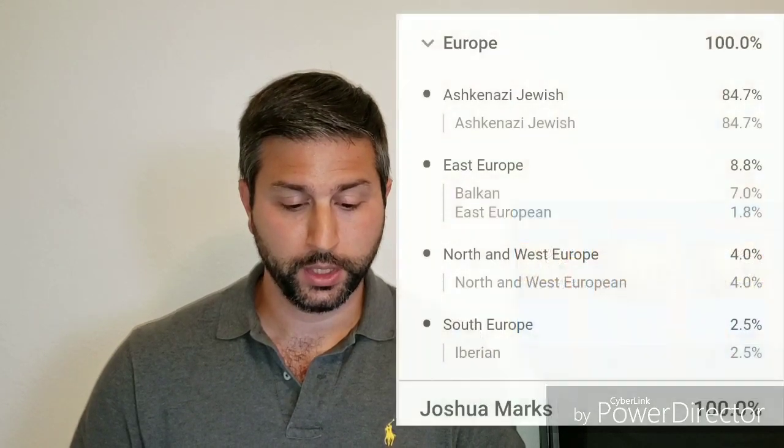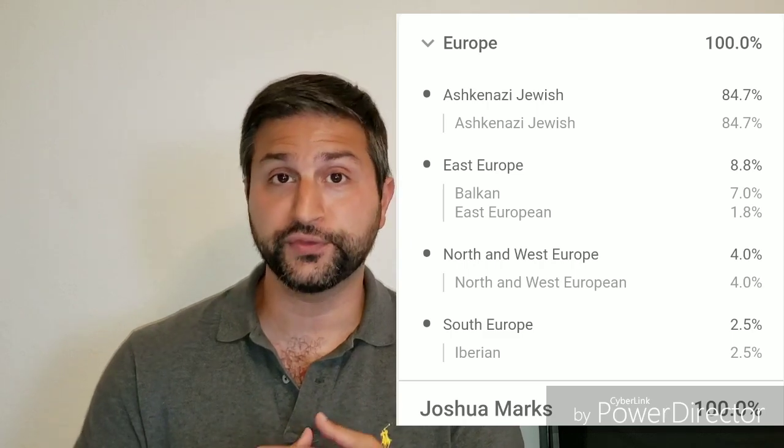All right, let's take a look at MyHeritage. My ethnicity estimate says 100% Europe. But obviously, as we're going to see in the other admixture calculators, that is very deceiving because it masks a lot of Middle Eastern. So Ashkenazi Jewish, 84.7% according to MyHeritage. What's the rest? 8.8% East Europe, with 7% of that Balkan and 1.8% East European, 4% North and West European, and finally 2.5% South Europe, and all of that is Iberian.